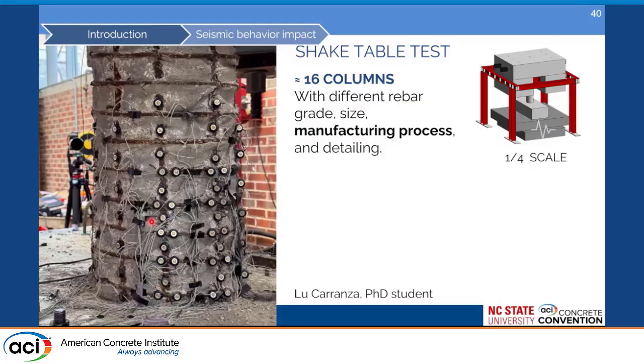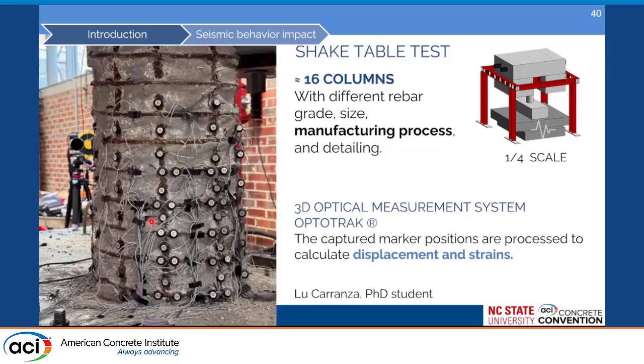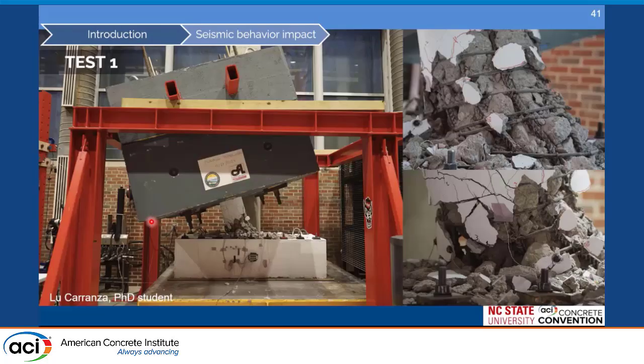They're doing 16 columns using different manufacturing processes to obtain the data. They're using the 3D optical measurement system that gives them the 3D position of all the sensors to obtain displacement and strains of the longitudinal steel bars. Up to this point, they have already done 4 tests. This is a picture of one of their tests that went all the way to collapse.